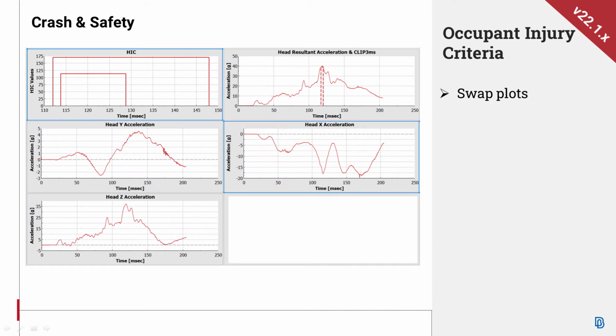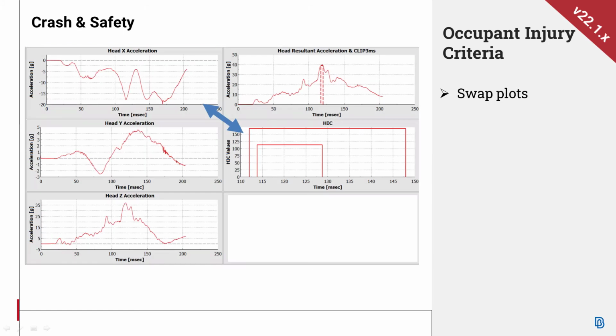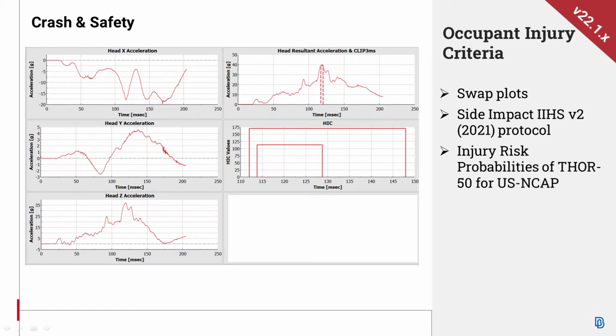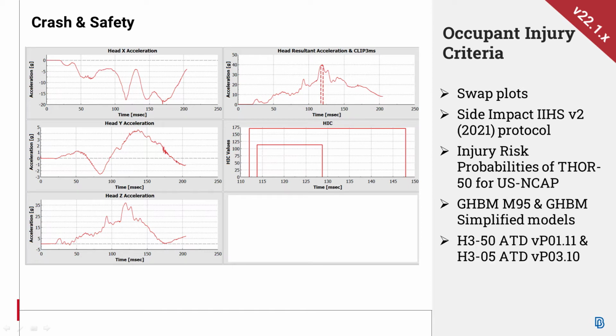Moving on to the Occupant Injury Criteria toolbar, it is now possible to swap the position of two plots. Side impact IIHS version 2 protocol is supported. Thor 50 injury risk probabilities are now calculated and added in the PPTX report for US and CAP. M95 Global Human Body Model and Simplified models are also supported. Versions 1.11 and 3.10 are supported for H350 and H305 anthropomorphic test devices respectively.